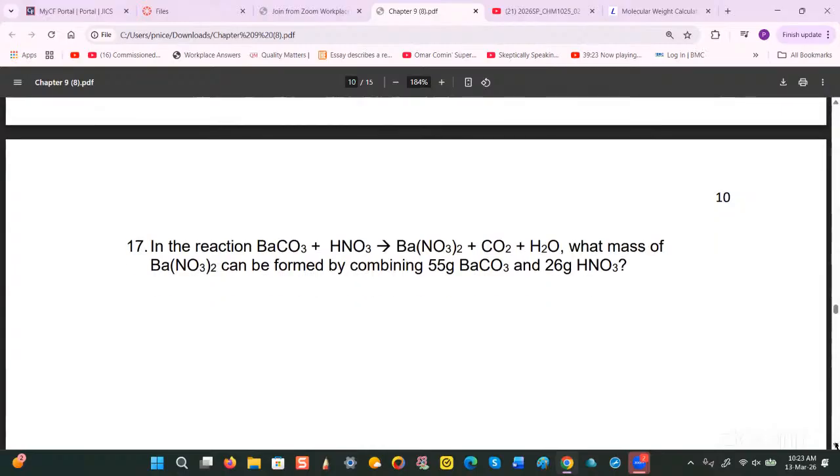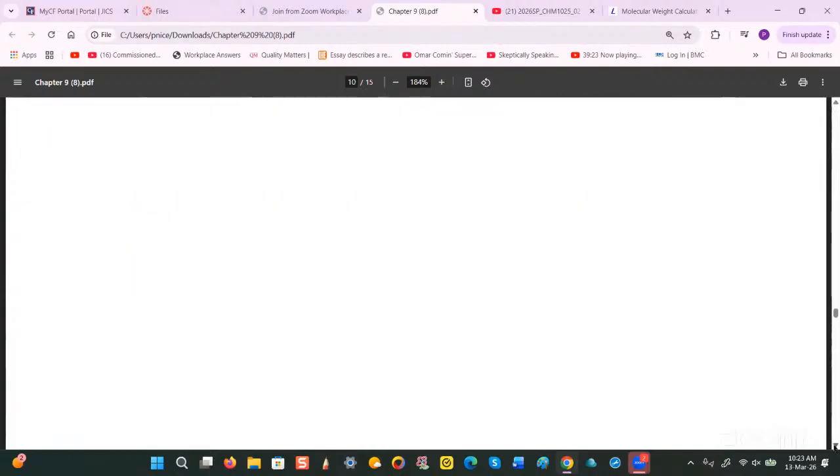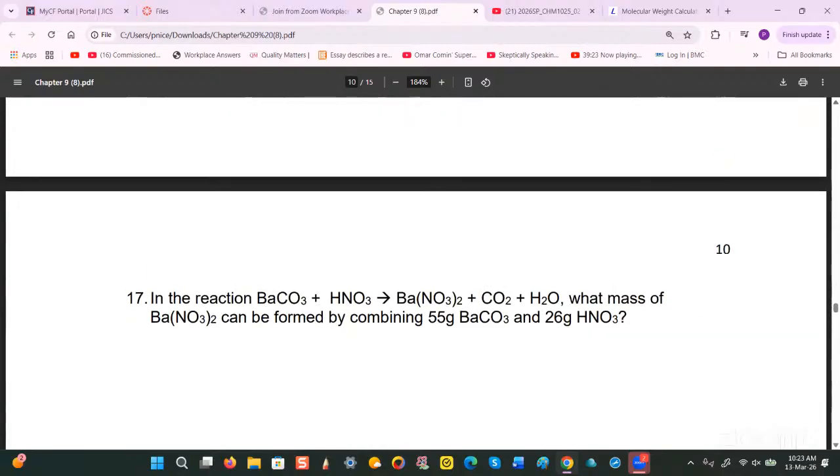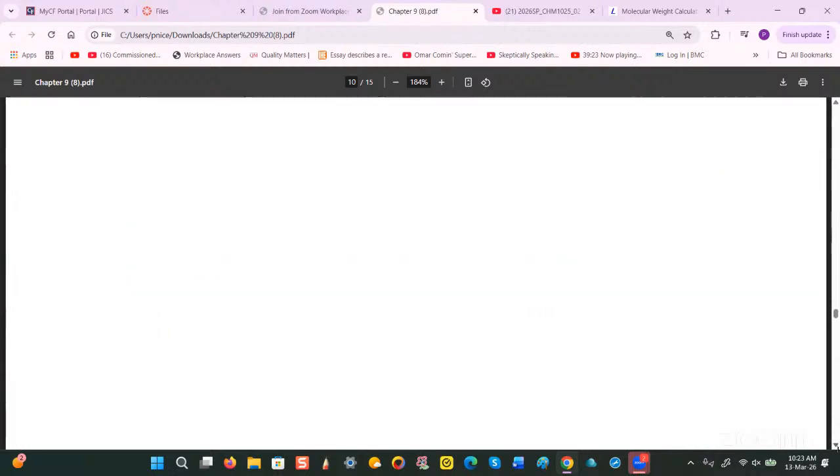17, again, check to make sure that all these equations are balanced before you start any calculations. Let me see here. 18, okay, so let's look at number 18. In fact, hold on, let me check something here. Let me go back to 17. Okay, so let's talk about 18.